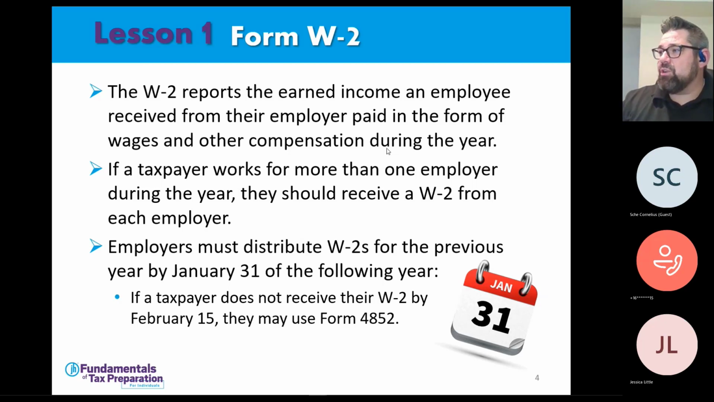So W-2s show how much you get paid, show withholdings, and show other compensation throughout the year, and those have to be distributed by law. They have to be distributed by January 31st of the tax year. So this coming January 31st, everyone who worked in 2021 should get a W-2 issued to them by any employer that they worked for.